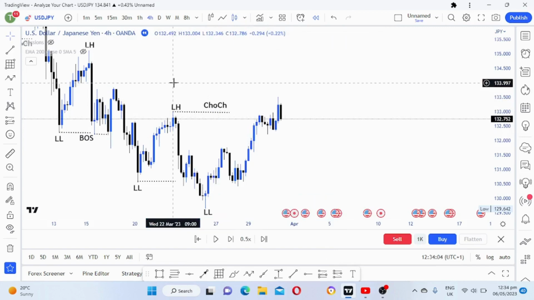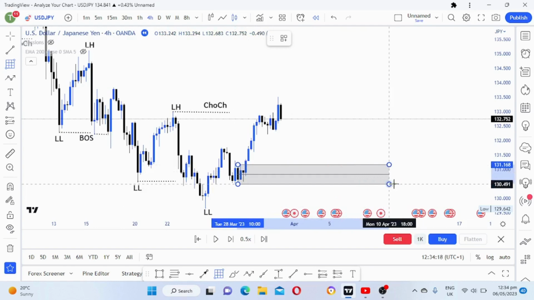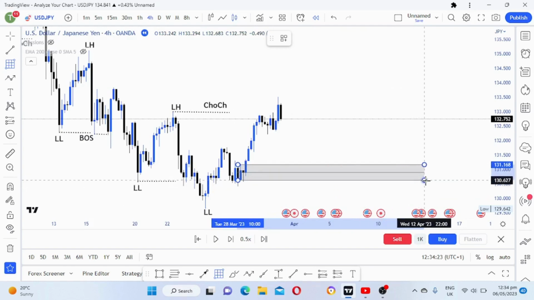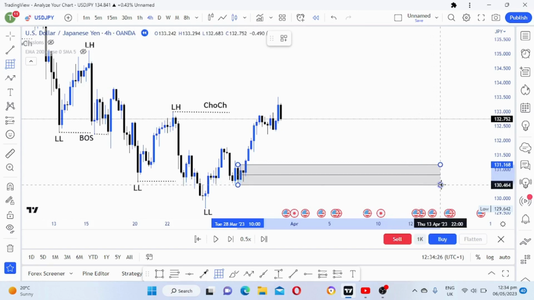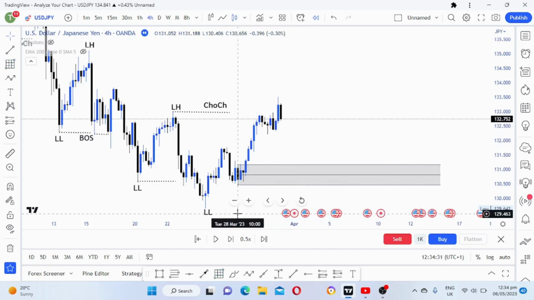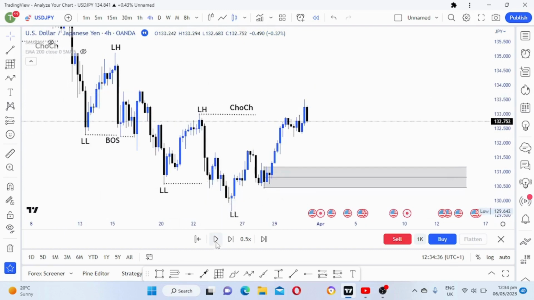So now what do we do? Okay, we now draw. We draw two zones. We draw one zone. I will draw a zone here. Here is the zone, guys. Here is my order block or demand zone. So now what do I do? I will just be patient and wait for price to play out.